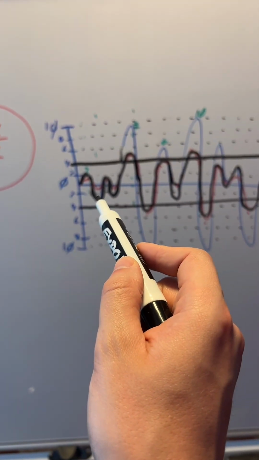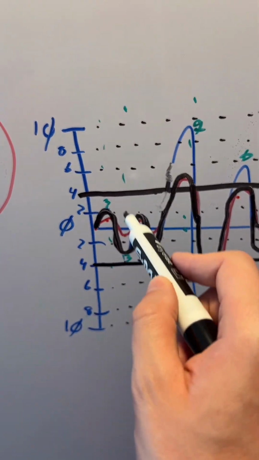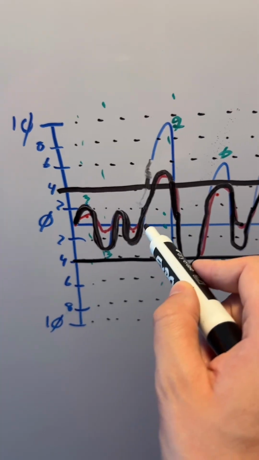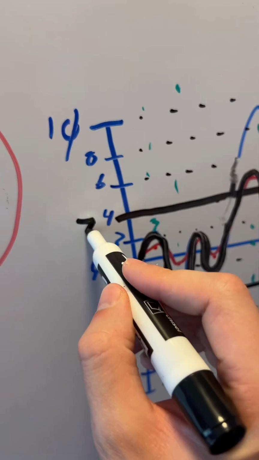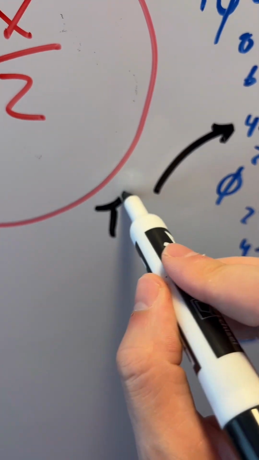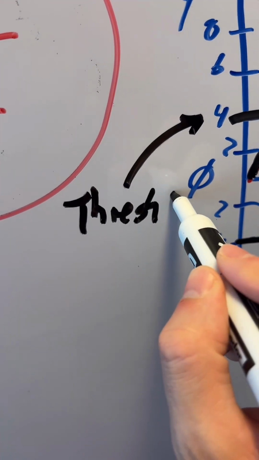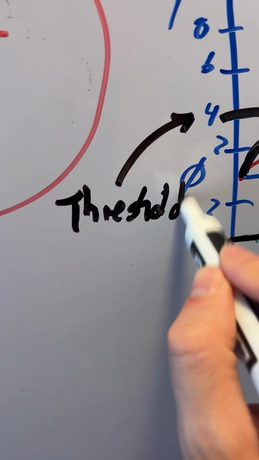If the blue is in between these lines, it doesn't pass them, we follow it. If it goes above it, then we follow the red line because it's exceeded the threshold. So let's mark this. Boom. Threshold. Which leaves one more piece, and that is the knee.